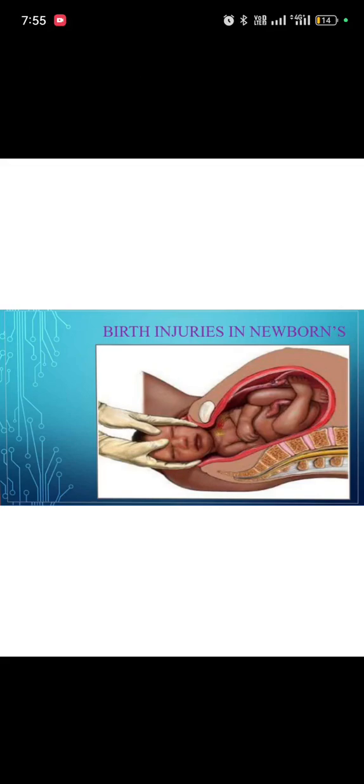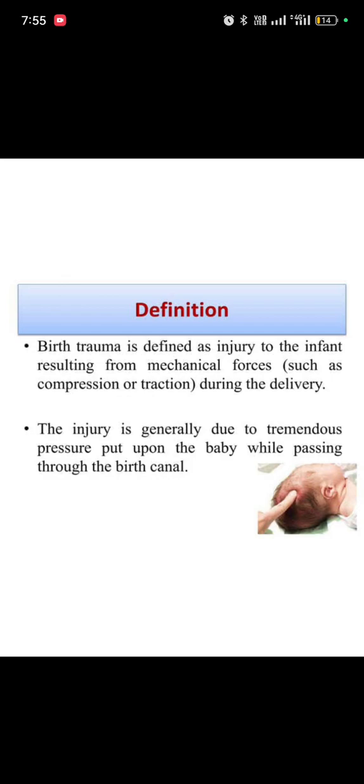Hi, today we are going to discuss birth injuries. What are birth injuries? Birth injuries or birth trauma is nothing but injury to the infants resulting from mechanical force during the delivery. What is this mechanical force? Like compression or traction. So birth trauma is when the baby passes through the birth canal during delivery, and due to pressure or compression, some mechanical force causes injury on the baby's body. That we call birth injuries or birth trauma.